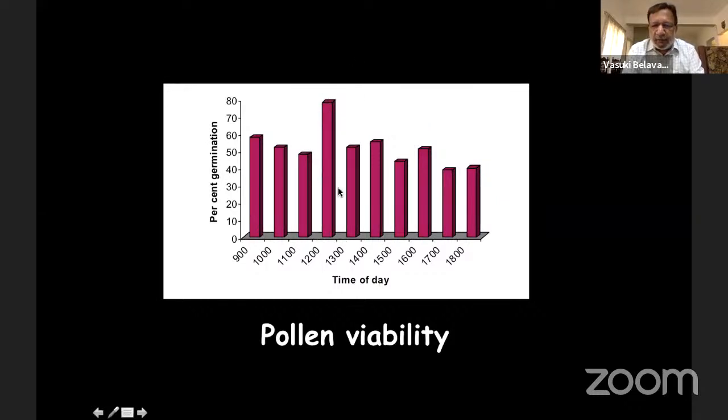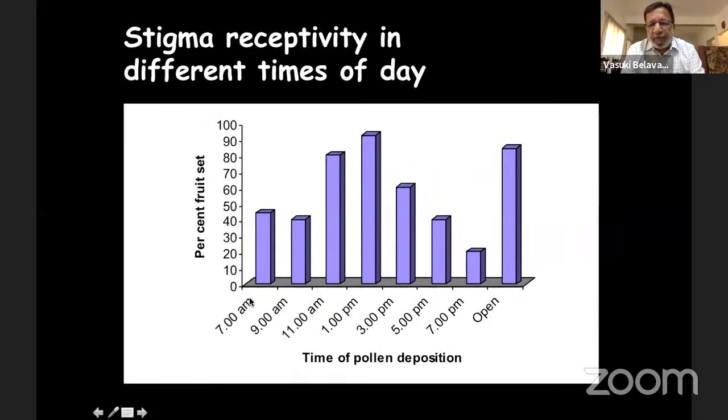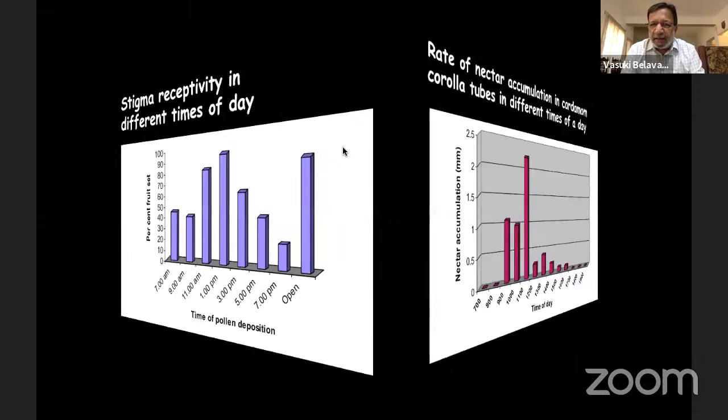Then coming to stigma receptivity, we actually did some hand pollination studies at different hours of the day, and we find that the stigma also remains receptive almost throughout the day, and the maximum receptivity is between 11 and 1 p.m. So this is the maximum receptivity. So the maximum pollen viability is around 12 noon, and the maximum stigma receptivity is between 11 and 1 p.m. So that is the second thing.